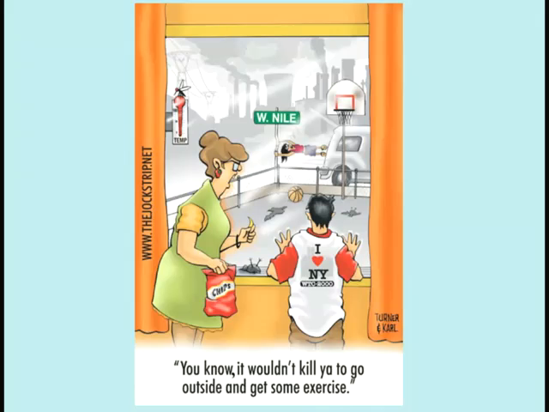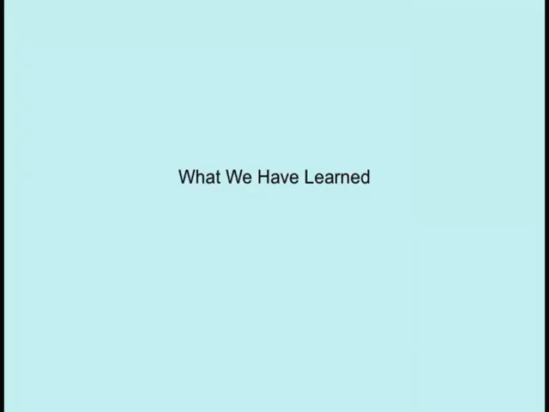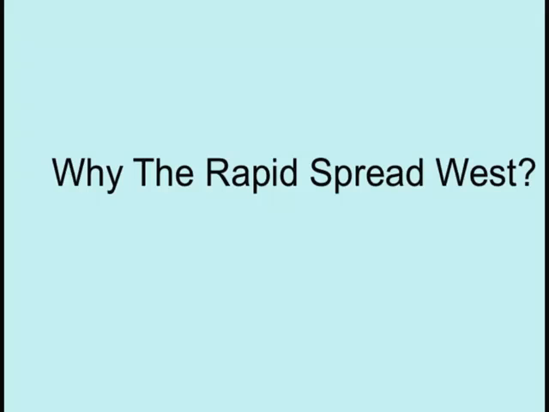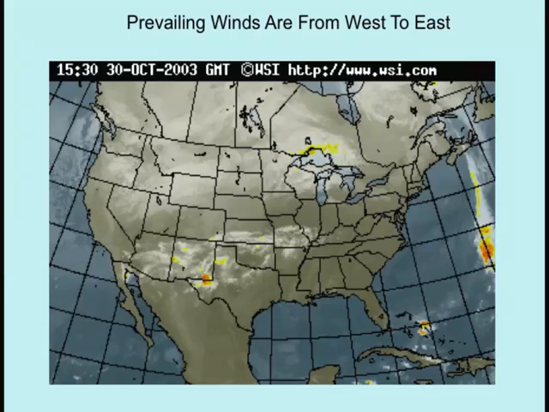This joke appeared pretty early on in the outbreaks. You're going, it wouldn't kill you to go out and get outside and get some exercise. Well, when the mortality rate was 10%, it just might have. So what have we learned from all of this? Why the rapid spread west?